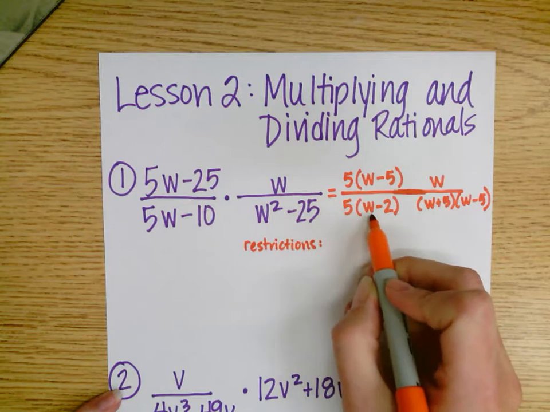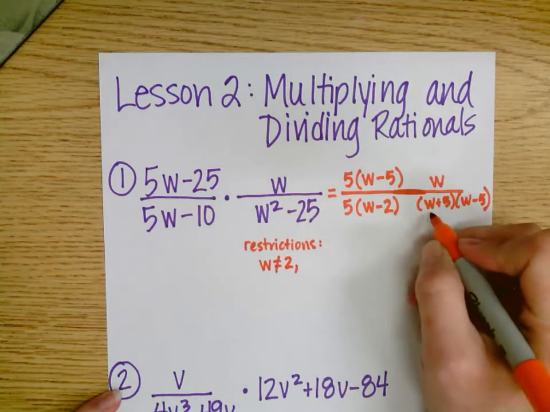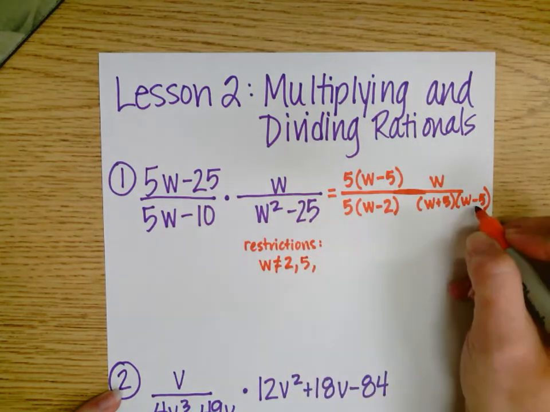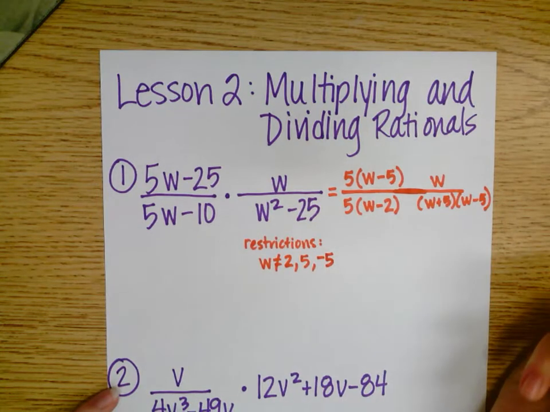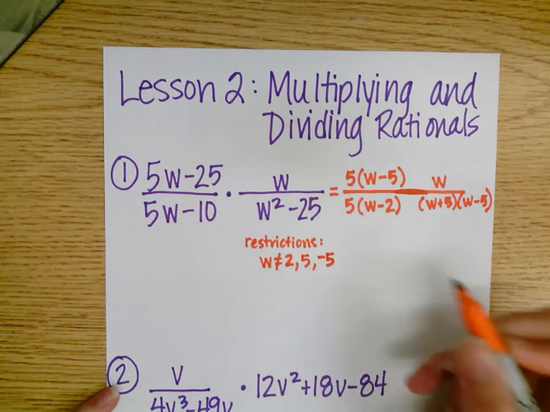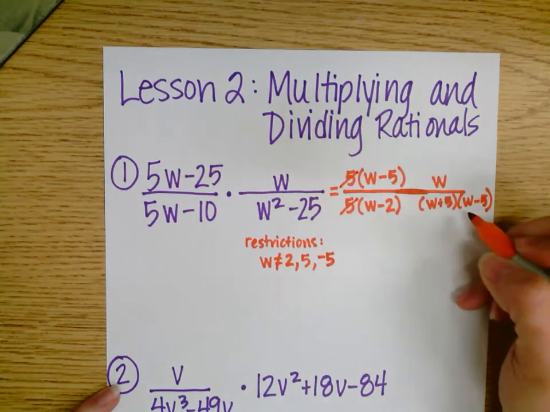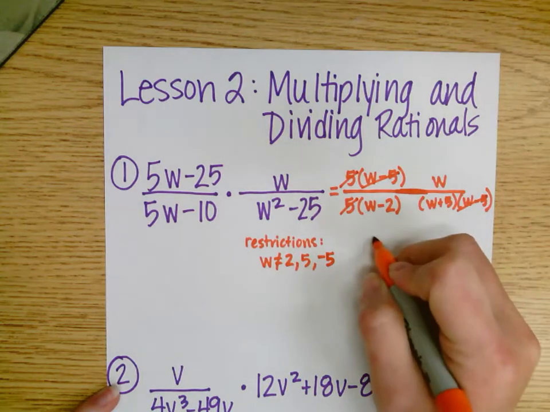So here w is not allowed to be 2. W is not allowed to be 5 here. I'm sorry, it won't be able to be 5 here, it won't be able to be negative 5 there. So I have them listed. It doesn't matter the order that they're listed in. But now that I have my restrictions listed, I'm going to cancel. I think that's it. So here's my final answer.